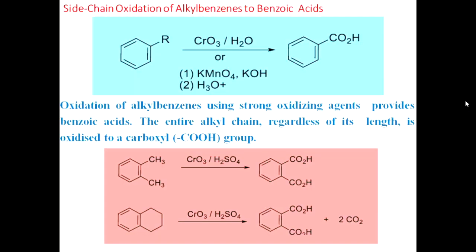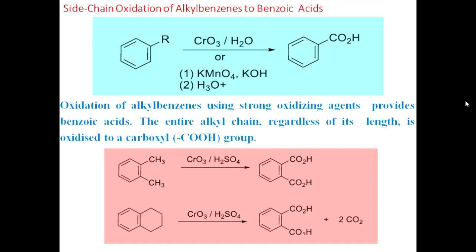Now, there is a side chain oxidation reaction. When benzene has an alkyl group at the side chain, it will undergo oxidation in presence of a strong oxidizing agent like chromic acid or potassium permanganate. It will give the corresponding carboxylic acid, where the carboxylic acid group is generated at the benzylic carbon, which is attached to the aromatic ring. So, the example is that 1,2-dimethylbenzene will undergo chromic acid oxidation in sulfuric acid to give 1,2-dicarboxylic benzene.